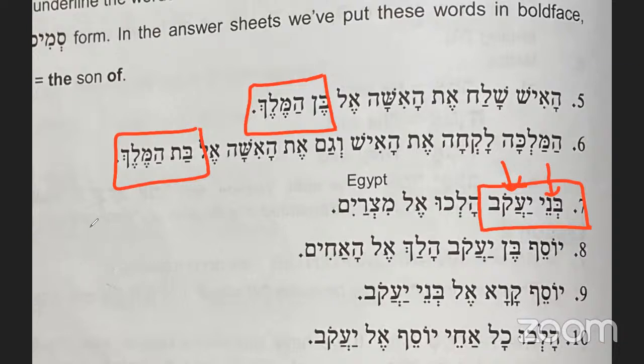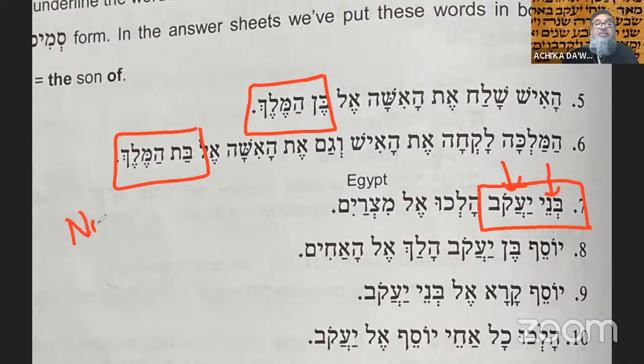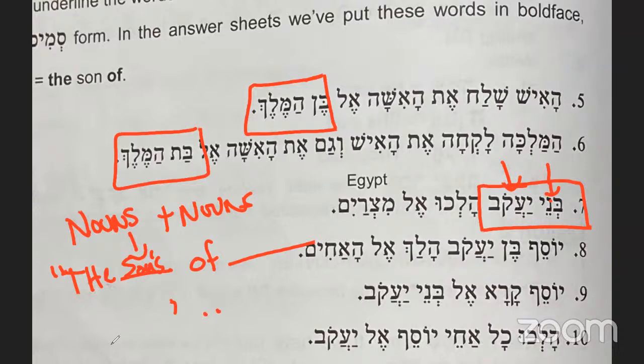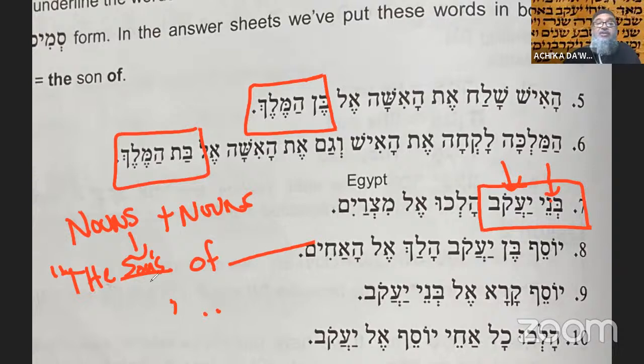There you go. So when we got two nouns next to each other, it's always going to be the blank of blank. So the first noun goes into the first blank. So the first noun over here is sons. Why does it have two dots and a yod? Somebody tell me. What did it used to be? Yod and a mem. Meaning sons. So it's plurality. Okay. And we know the second noun right here is Yaakov.